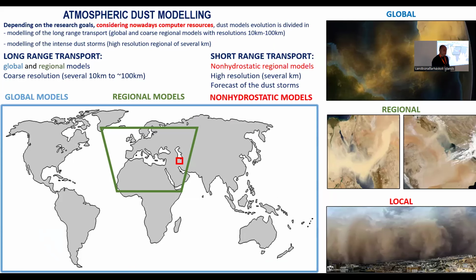Because of that, dust modeling is typically divided into three branches: relatively coarse global models of, say, 20, 30 kilometer resolution, then coarse regional models. And the third branch, which we are doing, is very short-range transport with very high resolution modeling.